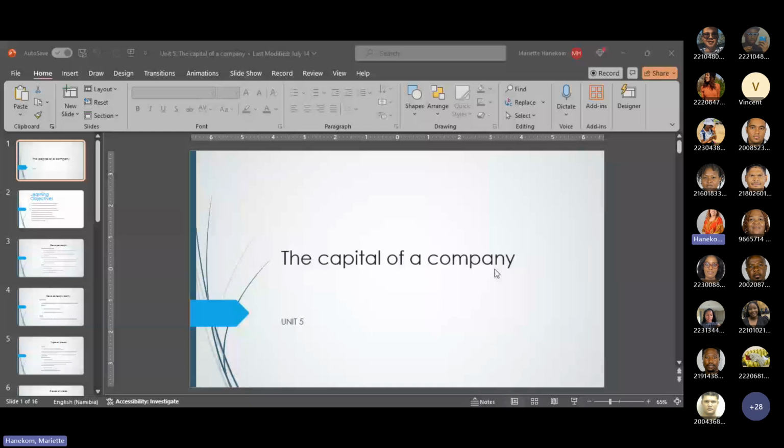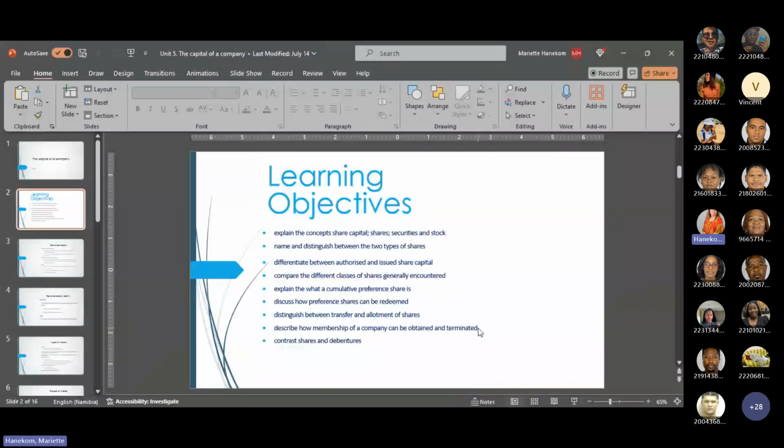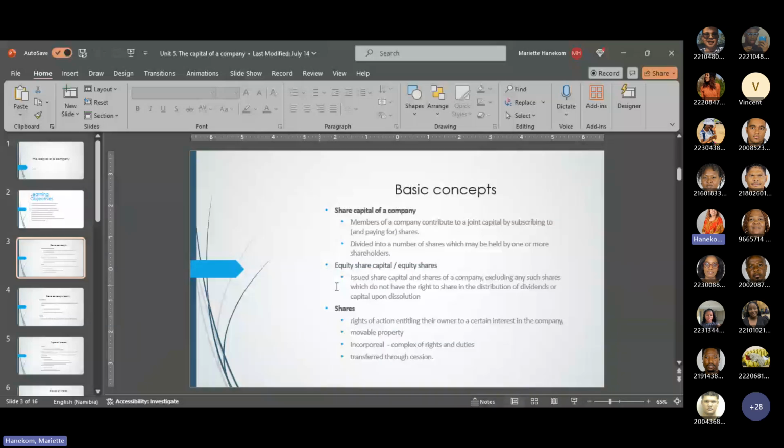So if you look at the notes, it starts off with some basic terminology. That's just for background. You don't need to stress about that. We're going to go straight into types of shares. Let me go to my slides. So there's your learning objectives. Remember always to refer back to your learning objectives. I'm going to skip the basic concepts. You can read through that yourself. This is just terminology that you will come across when you are dealing with companies in the accounting profession.